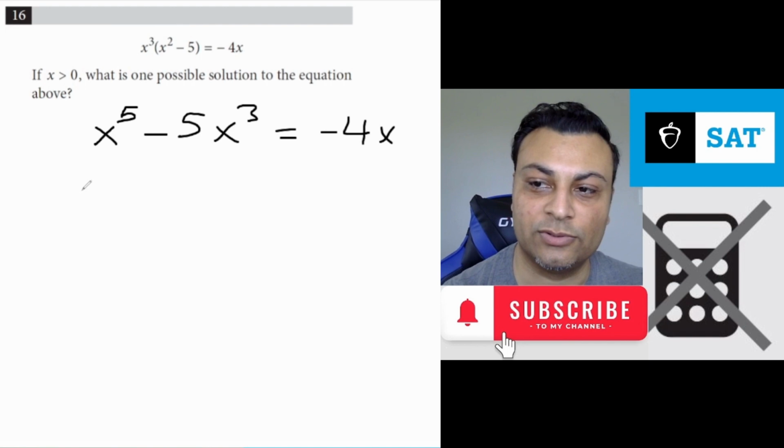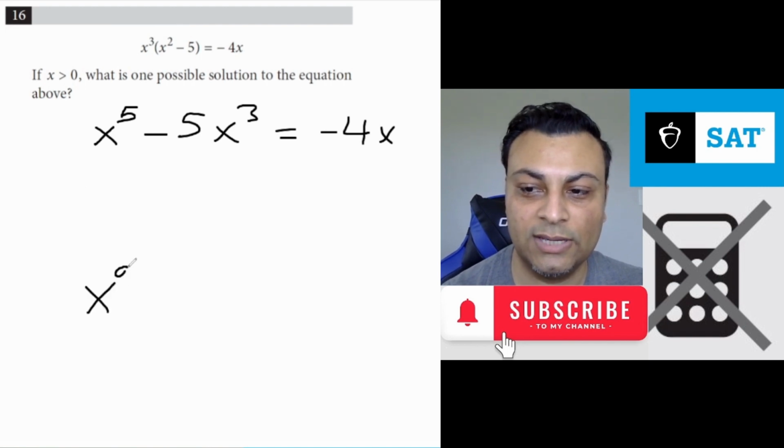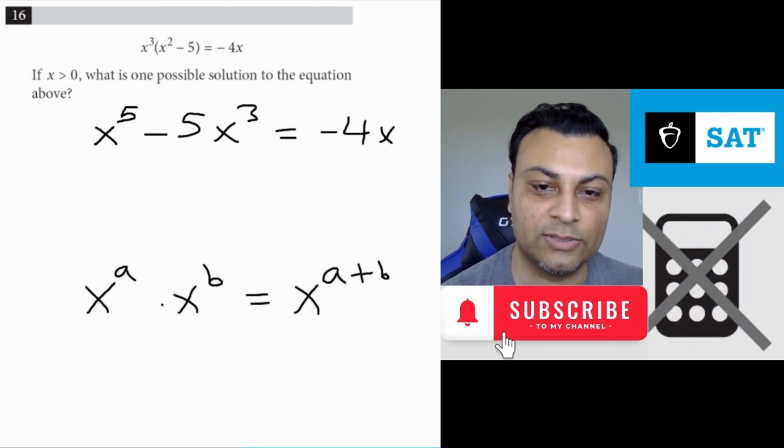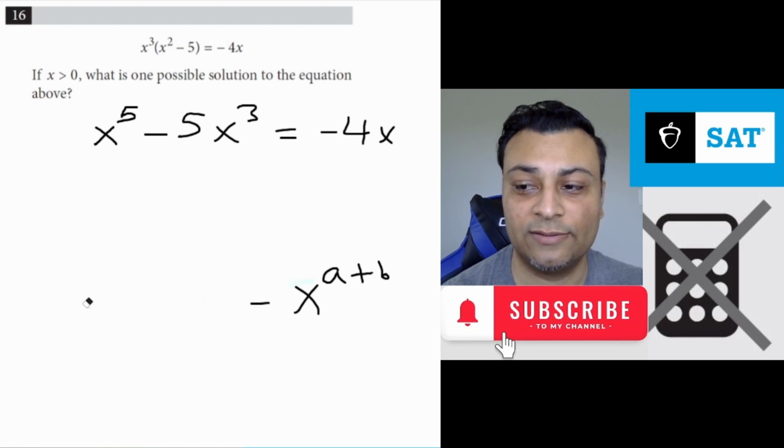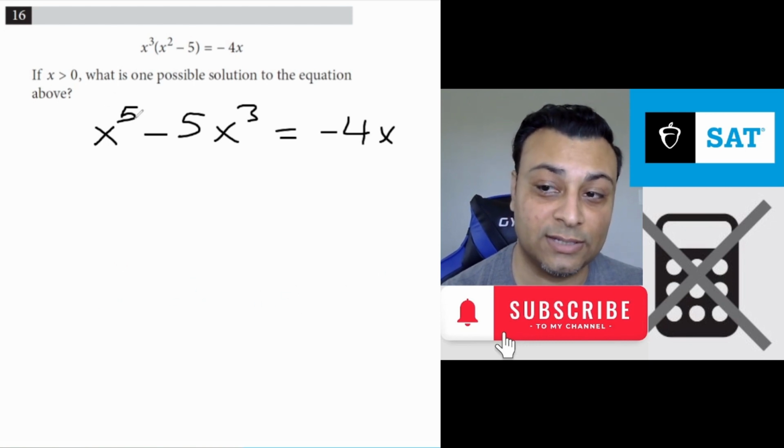I added the exponents. Why is that? Because if you have x to the a times x to the b, it's x to the a plus b. Just a quick reminder on these exponents. So I added 3 and 2 to get to 5. Be careful, it's not x to the sixth.